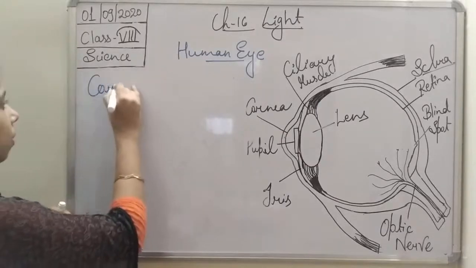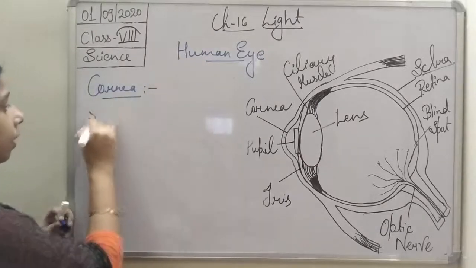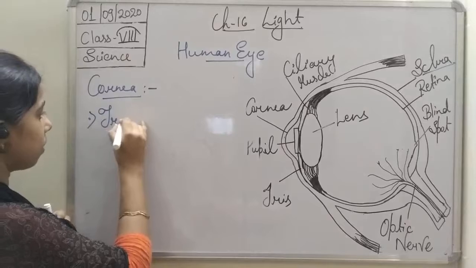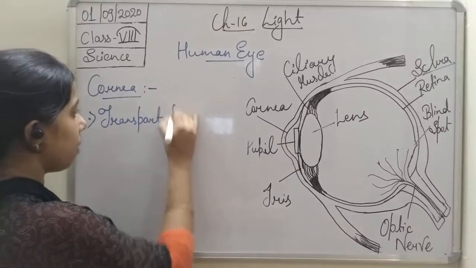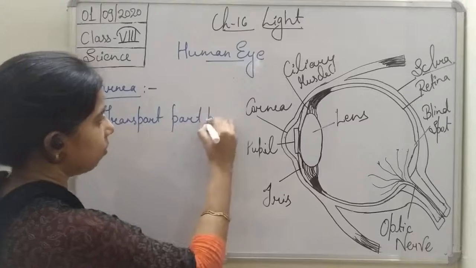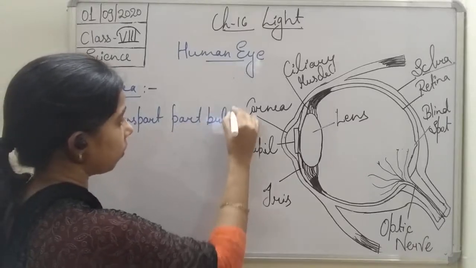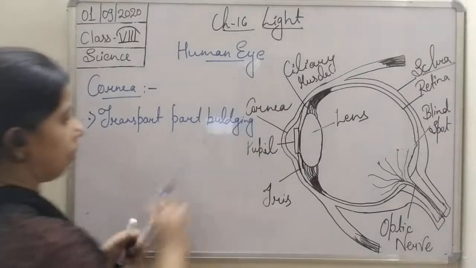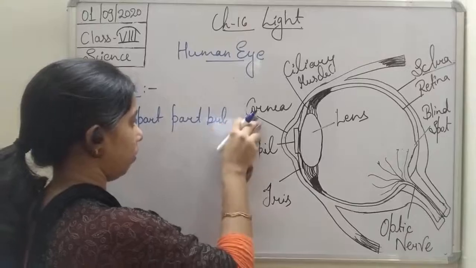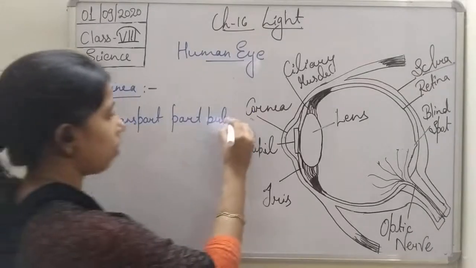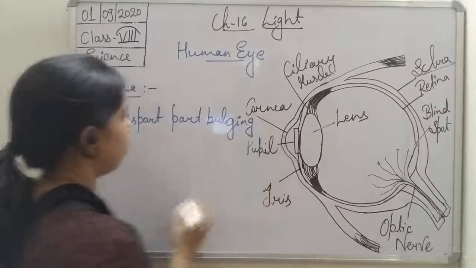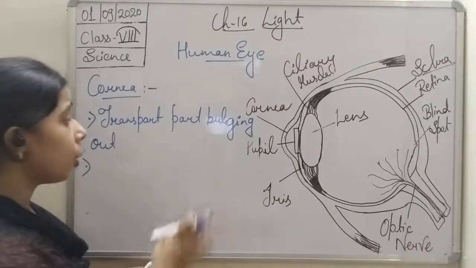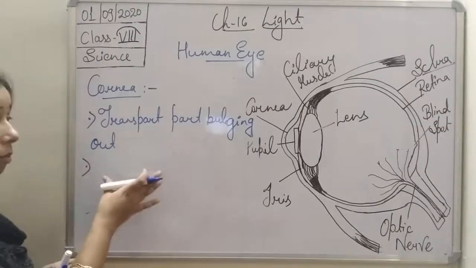Cornea. The first thing is that it is the transparent part which bulges out. So we can write it: transparent part, bulging out.